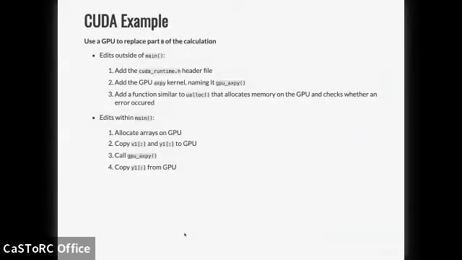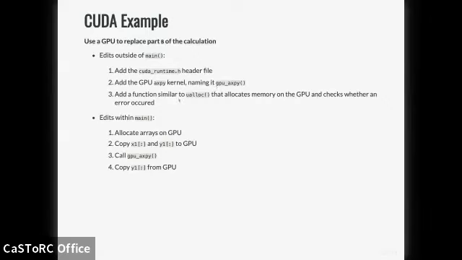We're going to use the GPU to replace part B of the calculation. This is the outline of the steps that we're going to do, one by one in the code. First we need to include a header file which contains all the definitions. Then we will add a GPU kernel, which we will call GPU AXPY, which will be similar to the AXPY function that is already written in the code.